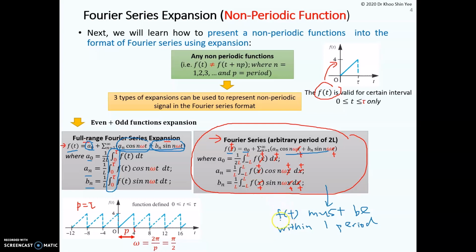Previously, we learned that we must select f(t) to be within one period. The same rule is applied for the full range Fourier series expansion. For the full range expansion here, we assume the function f(t) is within one period from 0 to tau. Therefore, we need to integrate from 0 to tau for the full range Fourier series expansion.